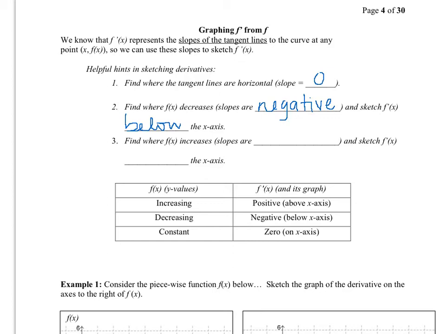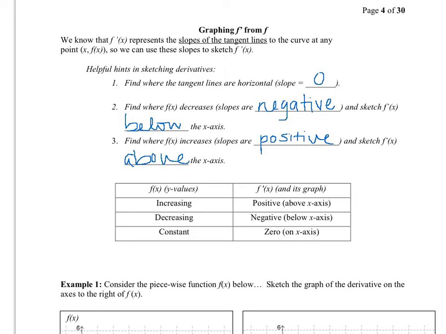Likewise, if f of x is increasing, those slopes would be positive. And then f prime of x would have to be above the x-axis because that would represent positive values. Okay? So again, if f of x is increasing, the derivative would be positive. If f of x is decreasing, the derivative would be negative. And then if f of x is constant, it would be completely horizontal, and then f prime would have a 0 slope. So then the graph would be on the x-axis.